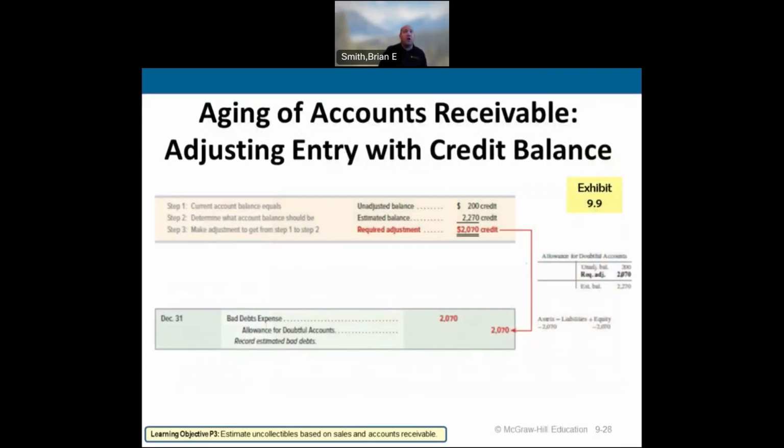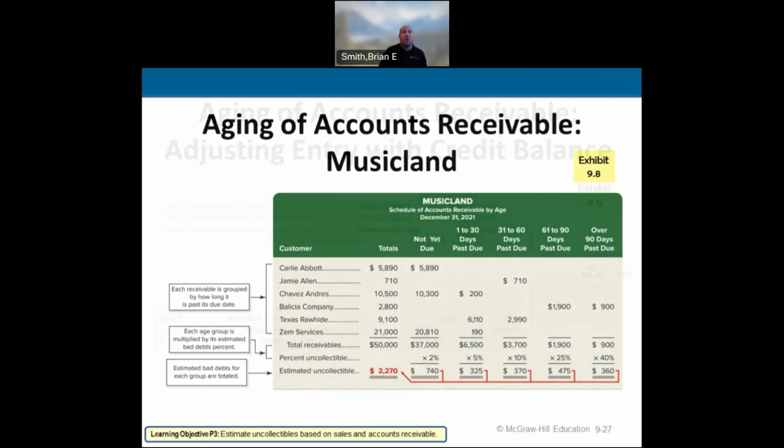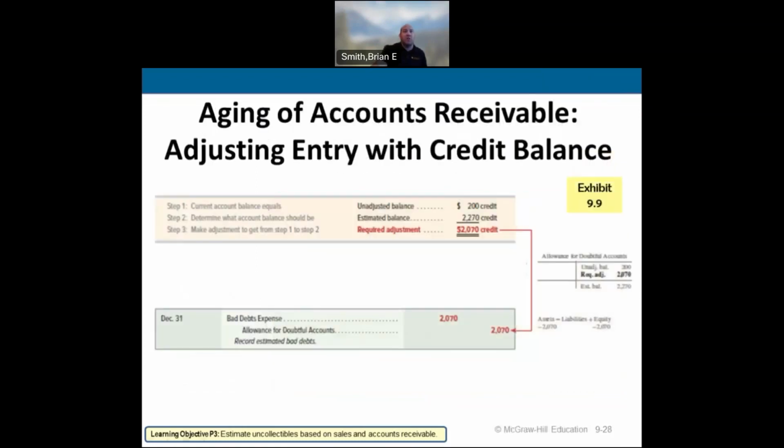And then again, we are calculating the ending balance with this $2,270 again. And so we need to find out what our adjustment's going to be. Come over here and look at this T account. Probably a better example here. You had an unadjusted balance of $200, and then you calculated on that previous page the estimated balance we need. And so we're going to say, okay, well, we need $2,070 more to get us up to this credit balance of $2,270. And so $2,070 is our bad debt expense, and we're going to fund our allowance for doubtful accounts at $2,070 to get us up to the estimated balance we need to be at.